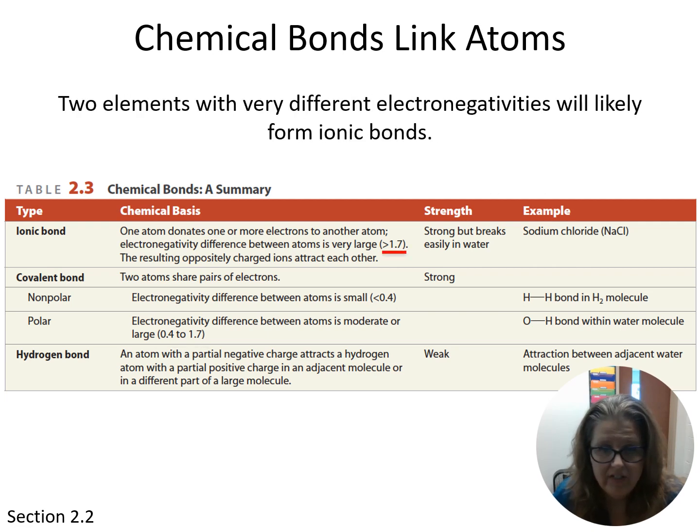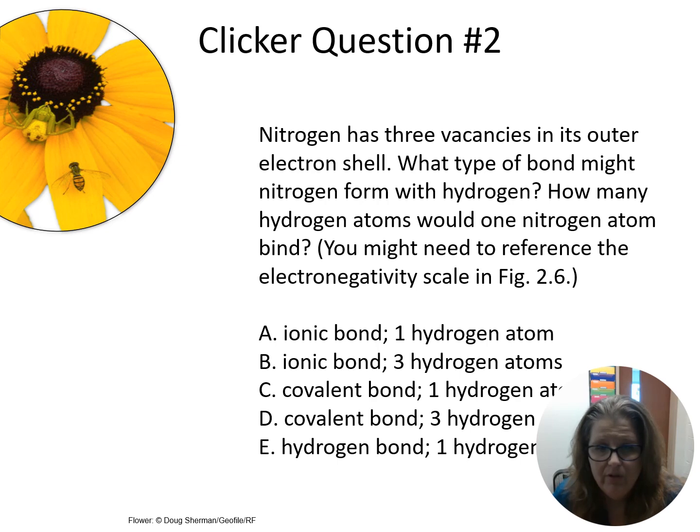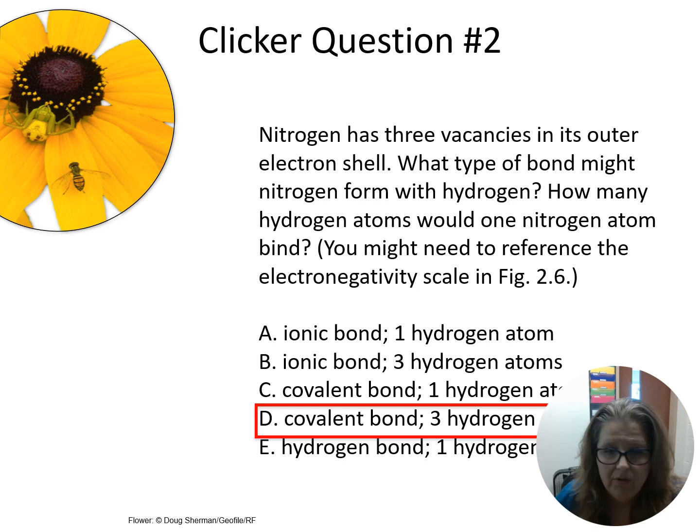A little bit more about the electronegativity. So nitrogen has 3 vacancies in its outer electron shell. What type of bond might nitrogen form with hydrogen? How many hydrogen bonds would one nitrogen atom bind? You might need to reference the electronegativity scale, which was figure 2.6. So I'll give you a second to read that and take your pick. And it's a covalent bond with 3 hydrogen atoms because it has 3 vacancies. Look at the electronegativity scale, they're pretty close. I'm going to move on.